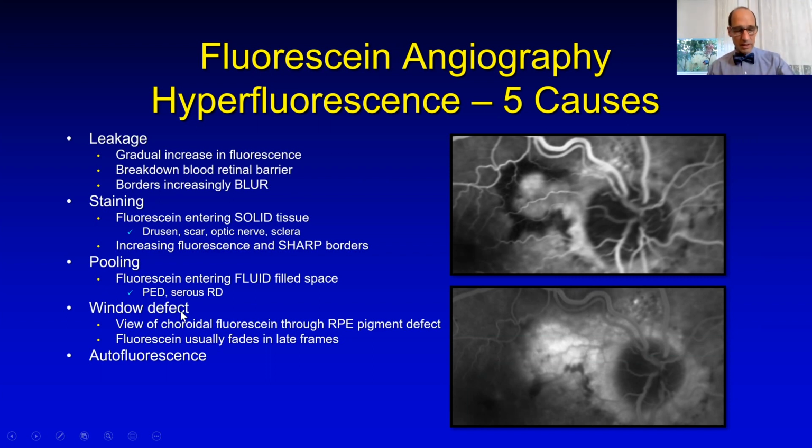Window defect's easy. That's just like the autofluorescence, where you're seeing the fluorescein through an RPE defect. It's not a retinal defect. The barrier to seeing fluorescein in the eye is the RPE. So when there's RPE missing, you see fluorescein in the choroid that you wouldn't otherwise see.